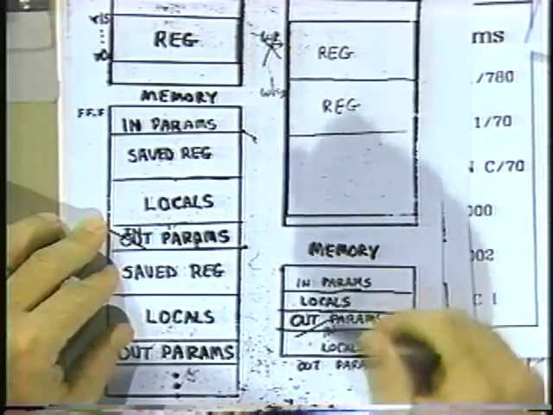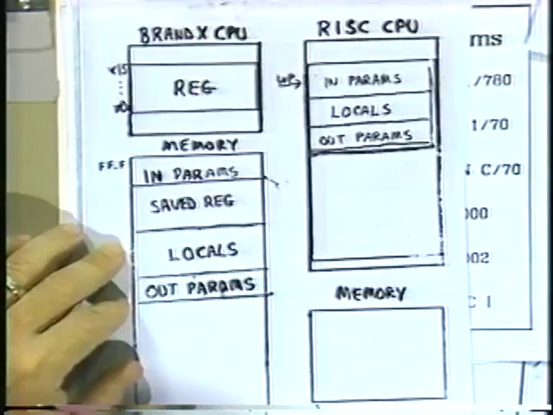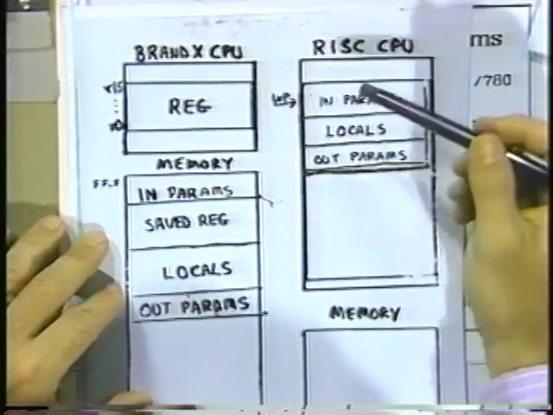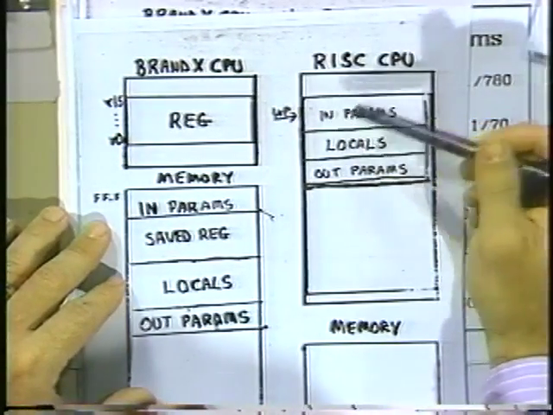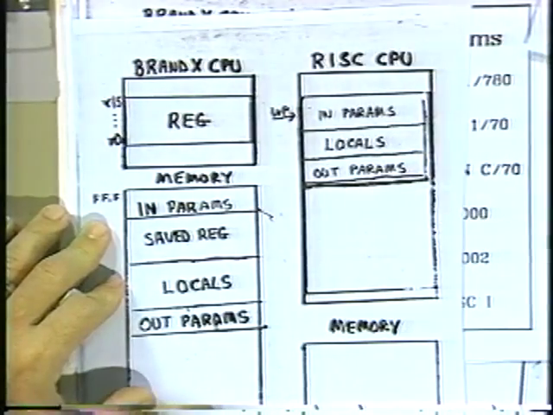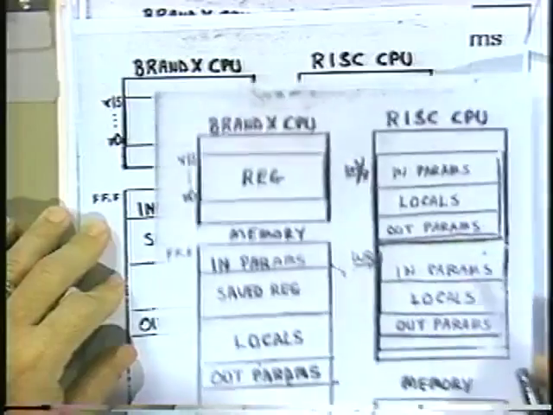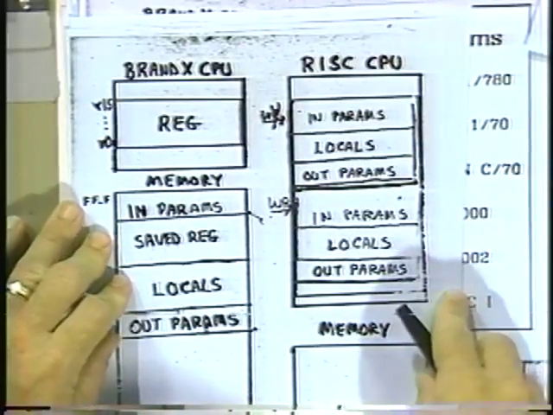So what we decided was to try and keep these parameters in registers and make the number of registers a little bit bigger. So we've dedicated some of our registers to be incoming parameters, some of them to be locals, and some to be outgoing parameters. Then what you want to do when you want to make a procedure call is just get a new set of registers like this.